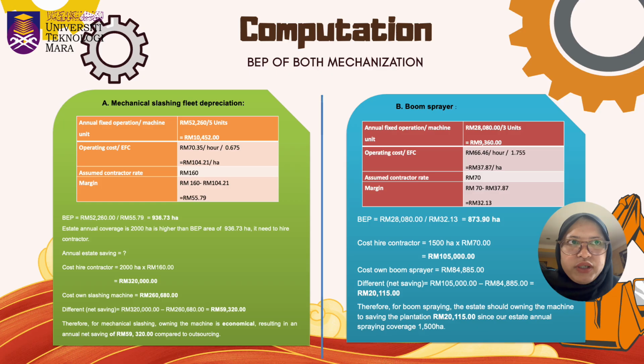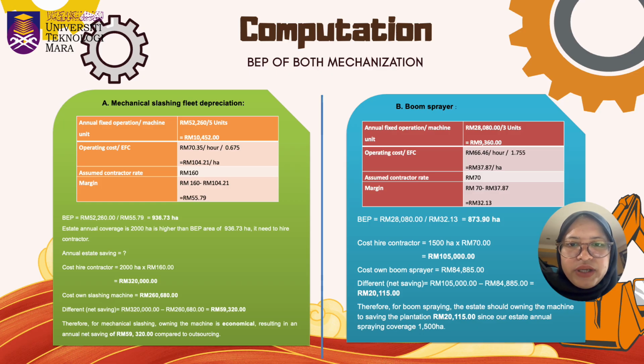Okay, let's move to the computation of the BEP of both mechanizations. BEP is the break-even point of the mechanization of both the mechanical slashing fleet and the boom sprayer. In this segment, we will decide either renting or owning the machinery to carry out our operation. In this calculation, we have decided that for the mechanical slashing fleet, owning is better than renting.